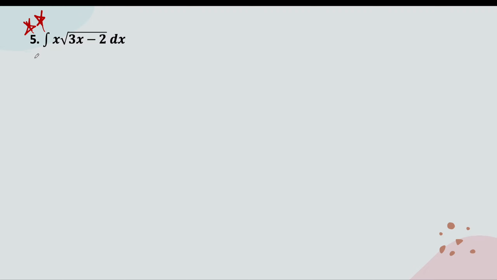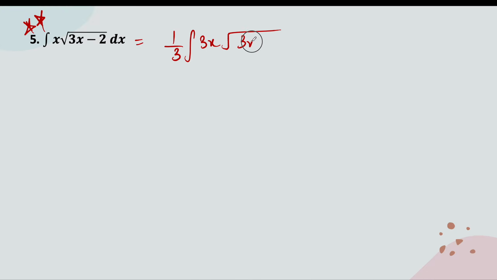Now the last question for today's class, it's very very important, plus it almost comes in many of the papers. It's a very good level question, okay? So now how to solve it? We have integral x under root of 3x minus 2. Firstly, let's multiply and divide by 1/3.